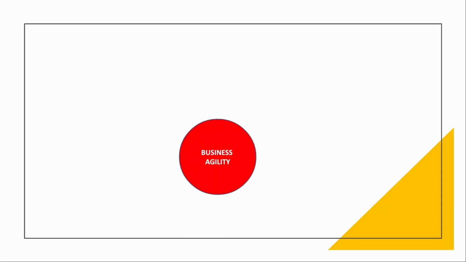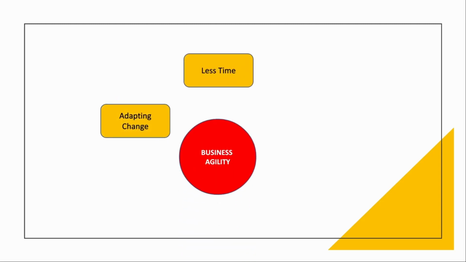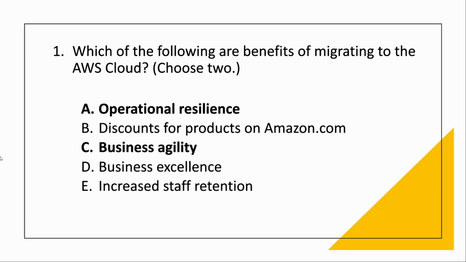So let's see what is business agility. Now business agility means what? Change. AWS can easily adapt to change in less time and reduce the cost without affecting your quality. That's the best part, right? You want to reduce your cost without the quality being affected, which will attract more customers basically. So our answer to this question is operational resilience and business agility.